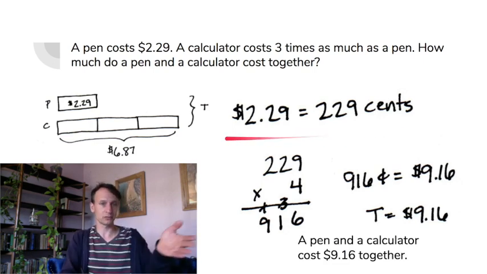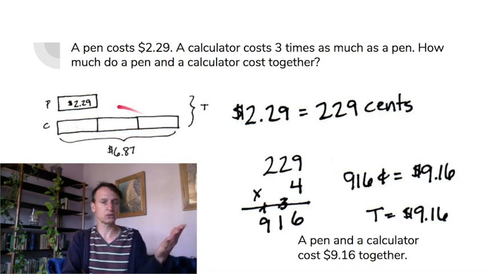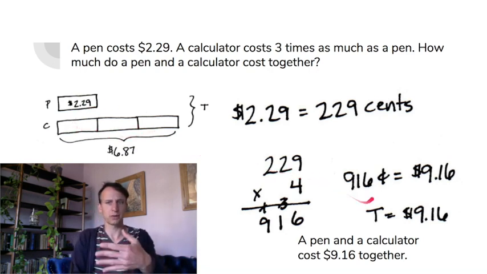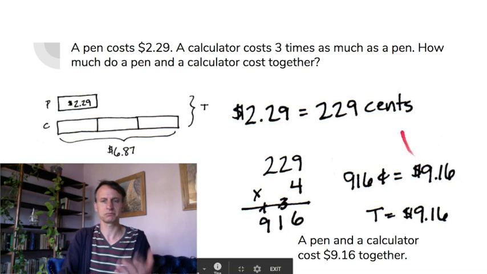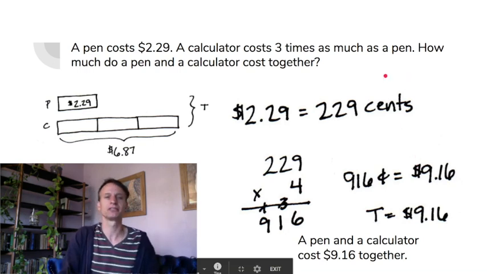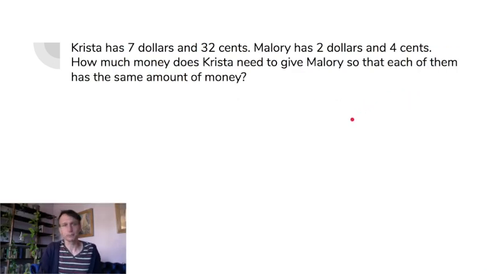In fact, a rough estimate, 4 times 2 is 8. We're in the right ballpark. We got 9 and change, right? If we got 90, we know we were way off. And that even wasn't the last one. Because Krista has also been working hard. And she has $7.32. Mallory, we're assuming they're friends, has $2.04.